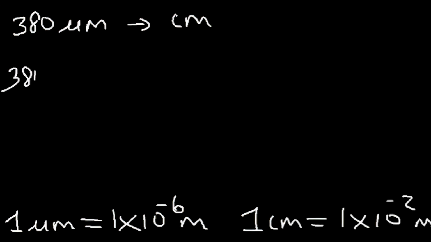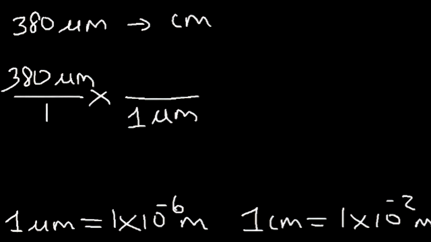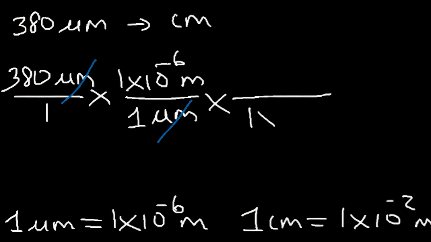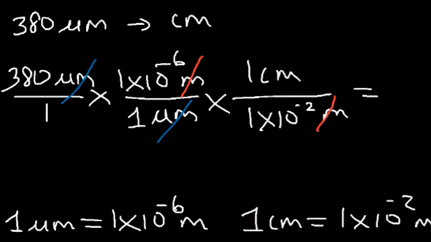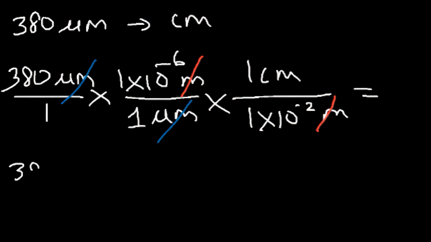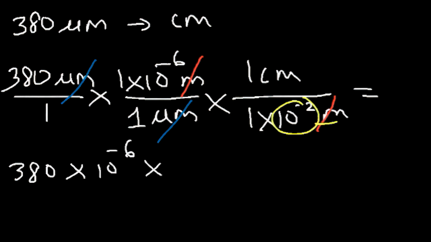So let's start with what we're given, and let's convert micrometers into meters. So we need to put the unit micrometers on the bottom so that they will cancel. And in the next step, we need to put the unit meters on the bottom, which will give us centimeters. So these units will cancel. So now we can do the math. So it's going to be 380 times 10 to the negative 6, and then we're going to take this, move it to the top, so the negative 2 will become positive 2.